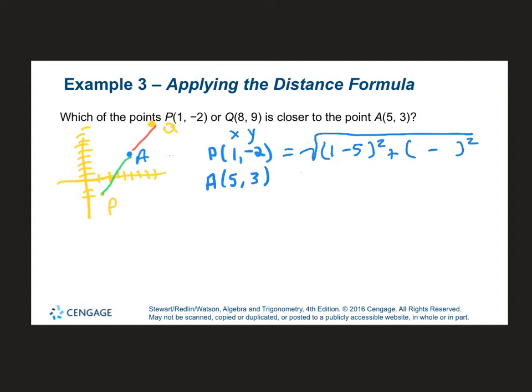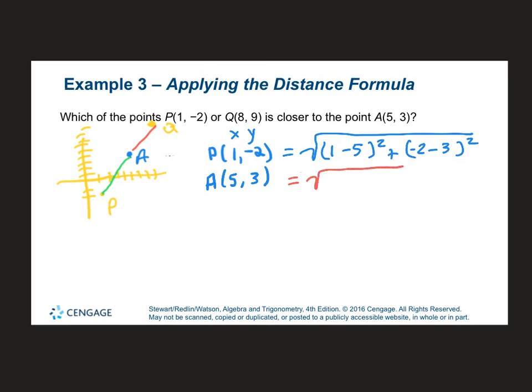In the second parenthesis, I'm just going to say -2 minus 3. You could have done 3 minus -2. It does not matter. What you need to pay attention to is when you get to this point and you are squaring each parenthesis, you will get a positive number. If you forget and you get a negative, you're going to get your answer completely wrong. So make sure you're paying attention to that.